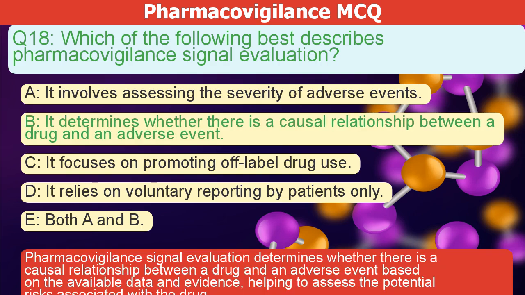The correct answer is B. Pharmacovigilance signal evaluation determines whether a causal relationship exists between a drug and an adverse event. It uses available data and evidence to assess potential drug risks.